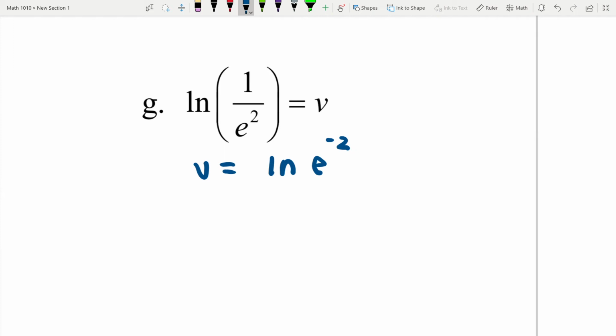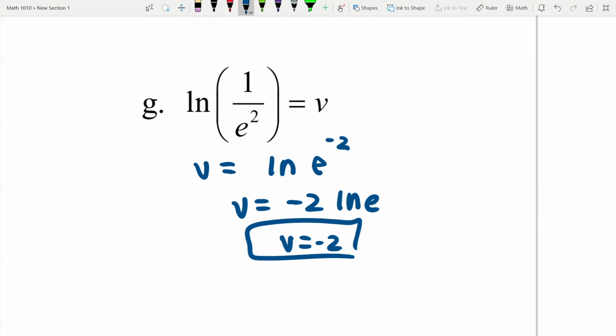What do you do now? It should be screaming at you right there. You look at it and you go, oh yeah, I got to do this. What is it? Pull the exponent down. So you have v equals negative 2 ln e. ln e is log base e of e. What's log base e of e? 1. 1 times negative 2 is a negative 2. There's your answer.